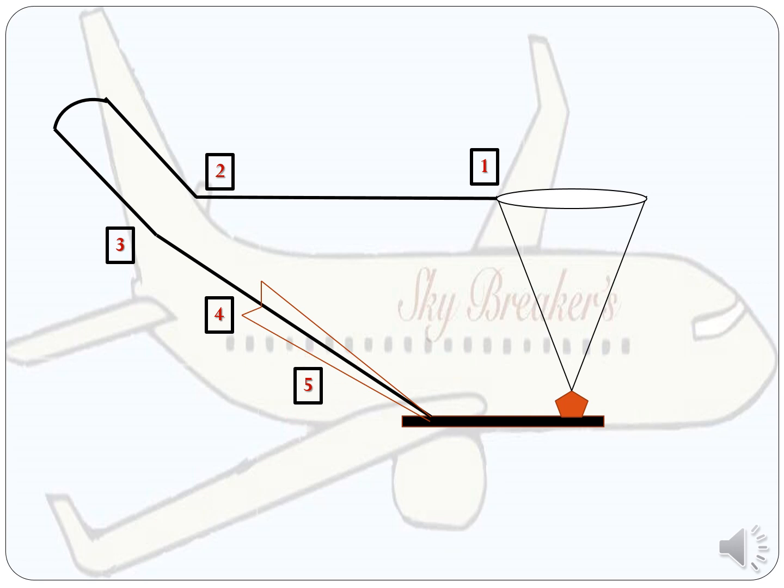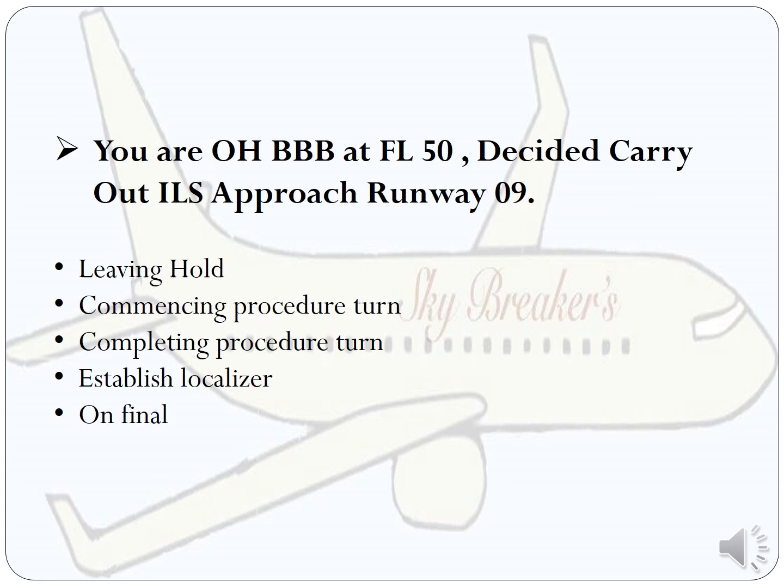And we will discuss an example now. Normally they will give the question: you are over at Bravo. This Bravo I have given as Mumbai airport at flight level 50, and the aircraft is at flight level 50 overhead Mumbai. You have decided to carry out an ILS approach for runway 09. You are going to do the ILS approach procedure now for runway 09.